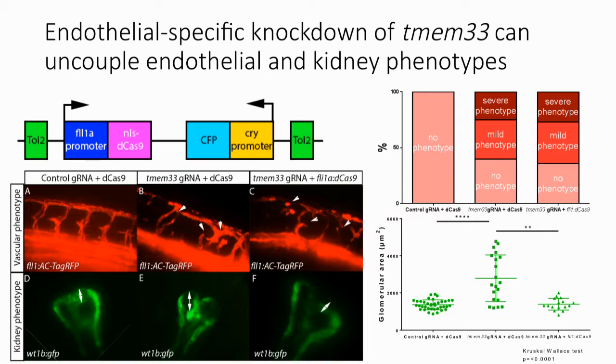So this suggests that the vascular defect is cell autonomous, and it also means that we can now start to uncouple both the kidney and endothelial phenotypes. We can perform tissue-specific knockdown and see whether different genes are compensating in different tissues, and this is something we're looking to do in the future. The kidney work is kind of on the side at the moment, but I'm more interested in the vascular work, so that's why I focused on it for this talk.